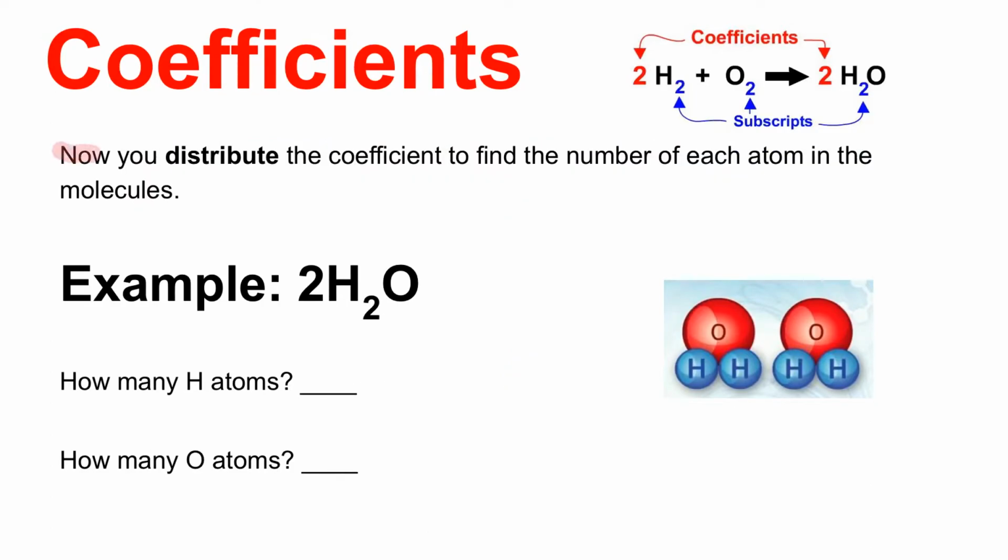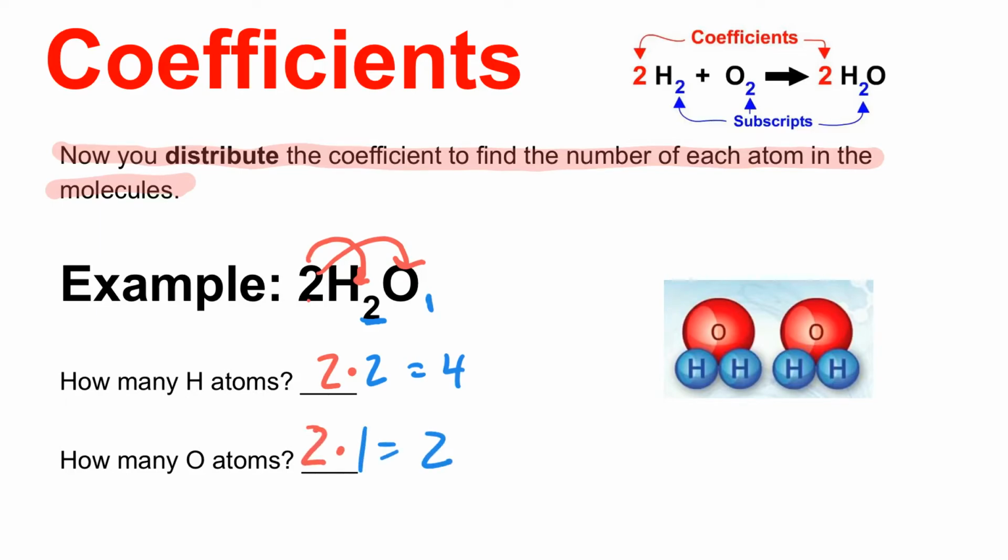So with coefficients, you distribute the coefficient to find the number of each atom in the molecules. For example, we have 2H2O, and we need to distribute this 2 to everything it comes in front of. So how many hydrogen atoms? Well, we have 2, and this is where we multiply. So we have 2 times 2, because of that subscript, equals 4 total hydrogen. Now we have 2 times 1, because there's no subscript next to oxygen, which is 2.